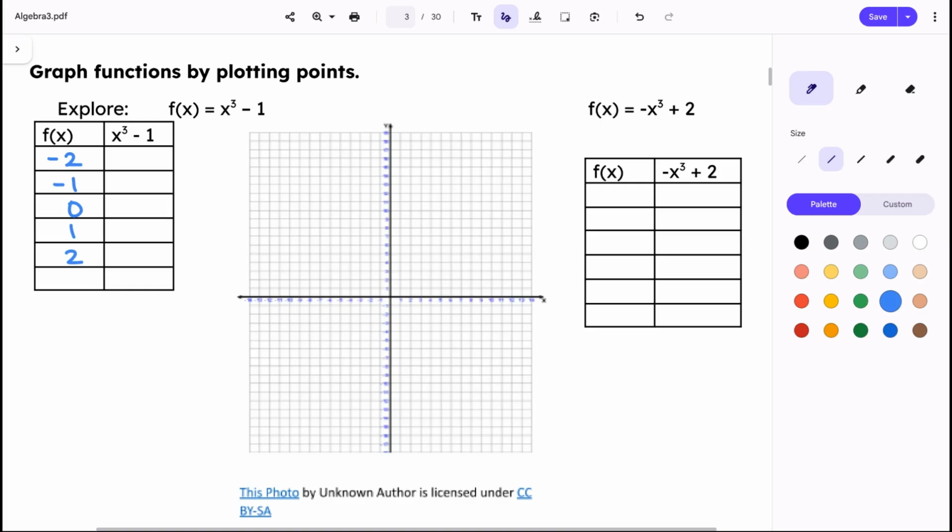Can you guys tell me what my numbers would be in the y column? 4, 1, 0, 1, 4? I don't think so. No. -9, -2, -1, 0, and 7. Yeah, that's what I got.